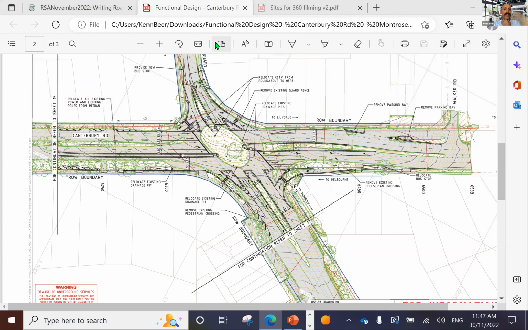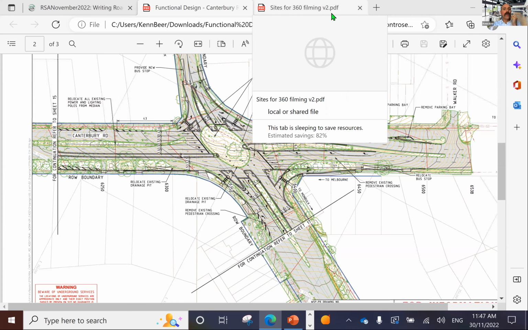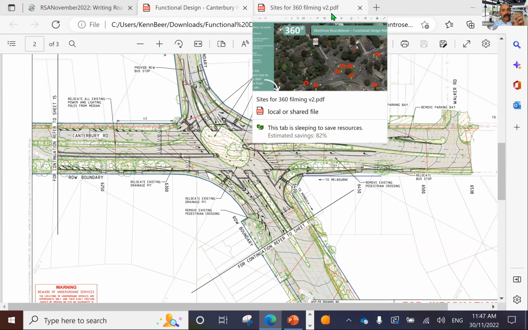Does the roundabout currently exist? Yes, it does. The roundabout's there. It's going to get removed, and a traffic signal, a signalized intersection, will be built. Now you are auditing this future scenario, okay?